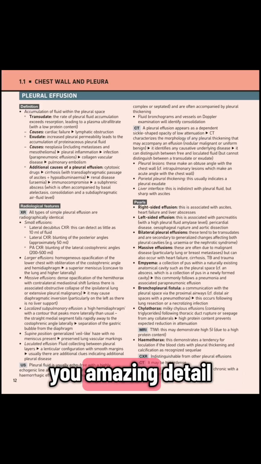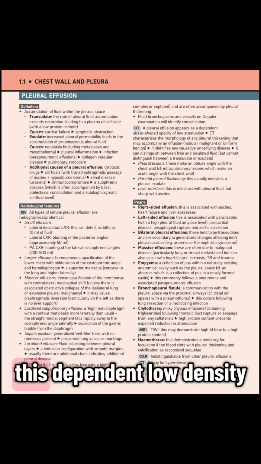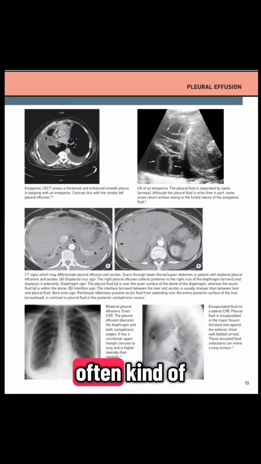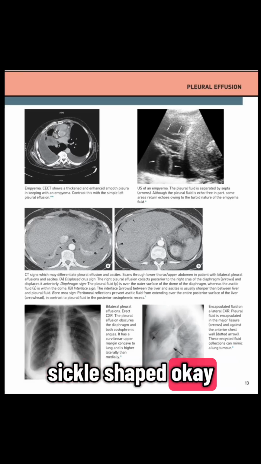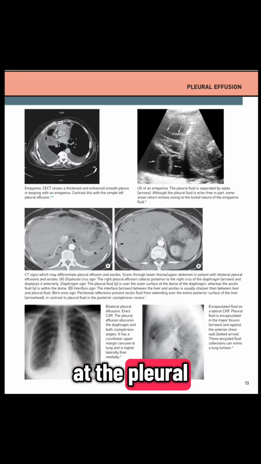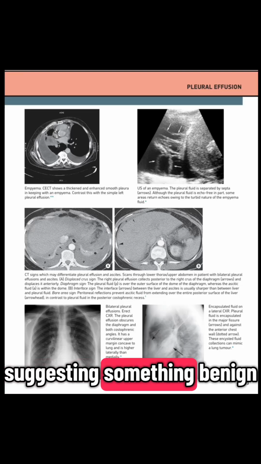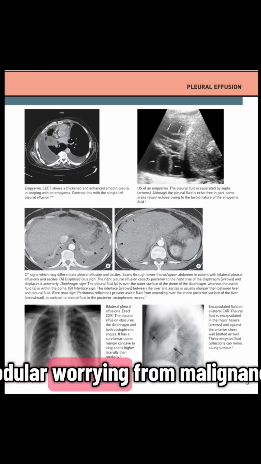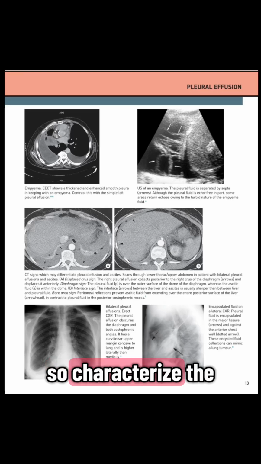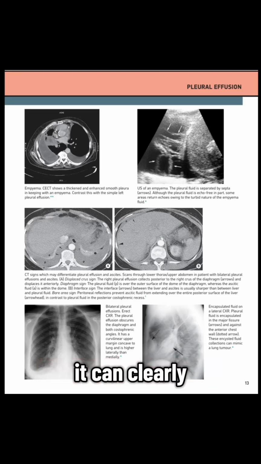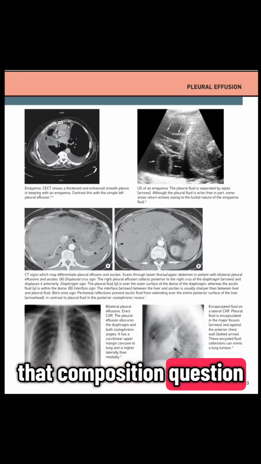CT gives you amazing detail. The fluid itself shows up as this dependent, low-density, often kind of sickle-shaped collection. Sickle-shaped, okay. But CT's real power is looking at the pleura itself and the underlying lung. Is the thickening smooth and uniform, suggesting something benign? Or is it nodular, worrying for malignancy? So it characterizes the fluid and its surroundings. Exactly. It can clearly show if fluid is free-flowing or trapped in pockets, loculated. One thing it can't reliably do, though, is tell you if it's a transudate or an exudate just based on density. Right, that composition question still needs other clues.